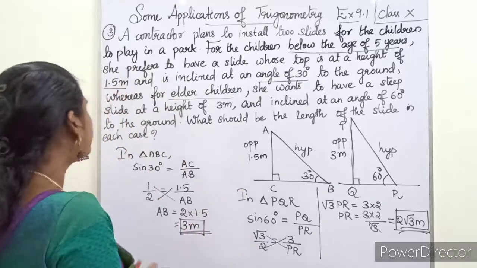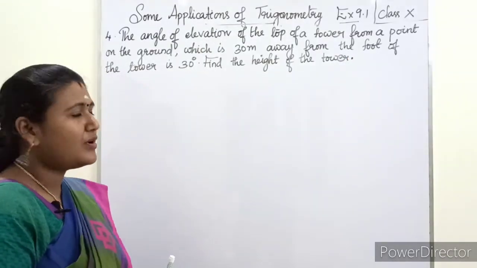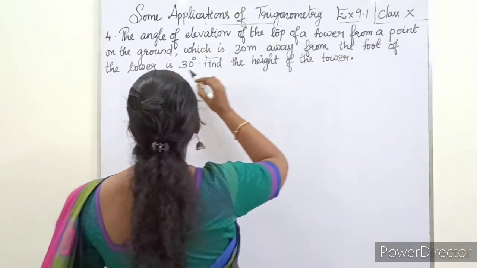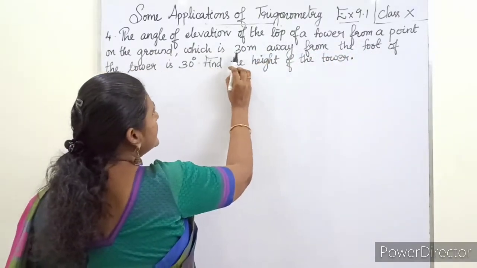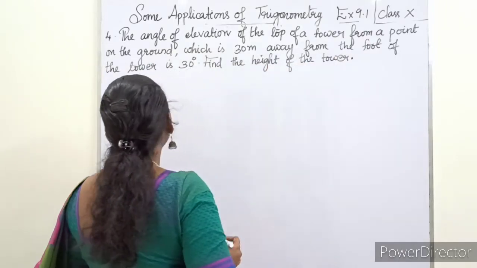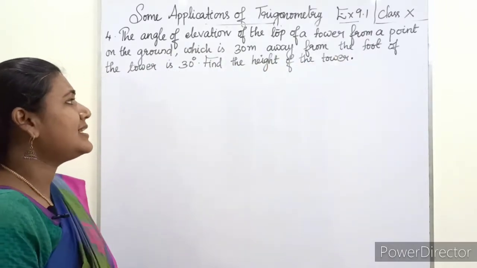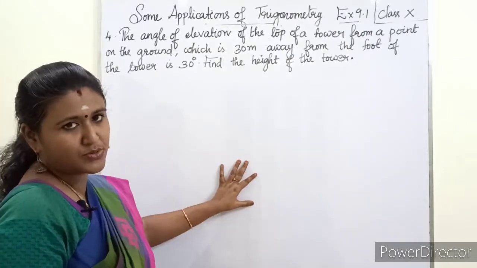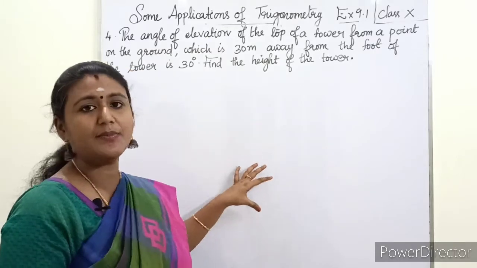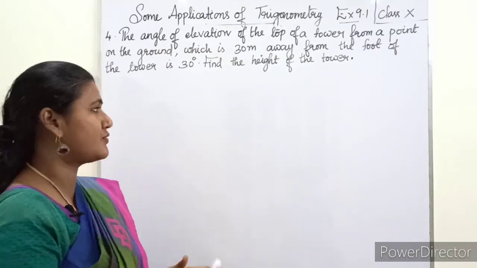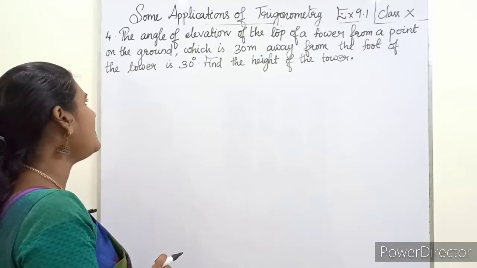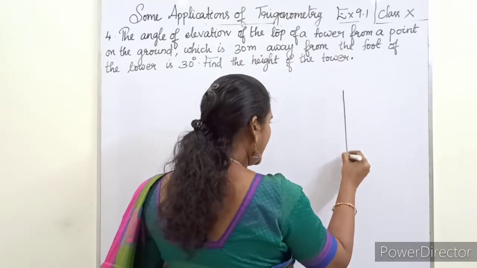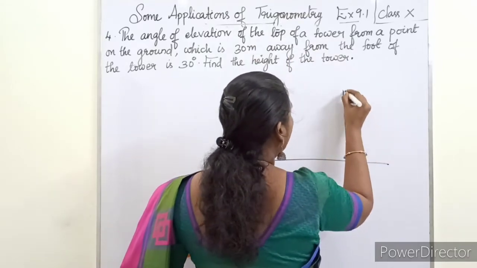Now next question, question number 4: the angle of elevation of the top of a tower from a point on the ground, which is 30 meter away from the foot of the tower, is 30 degree. Find the height of the tower. So first we have to draw the diagram for this question. Converting the question into a diagram is very important for such type of question. So first we will draw the diagram. The angle of elevation of the top of a tower. So imagine this is our ground level and here we have a tower.